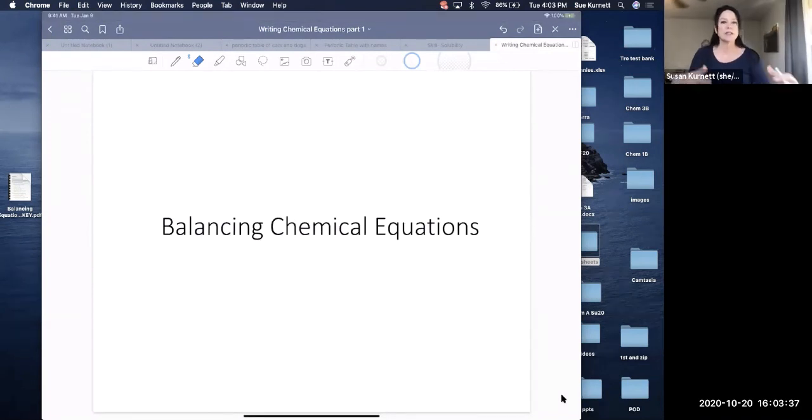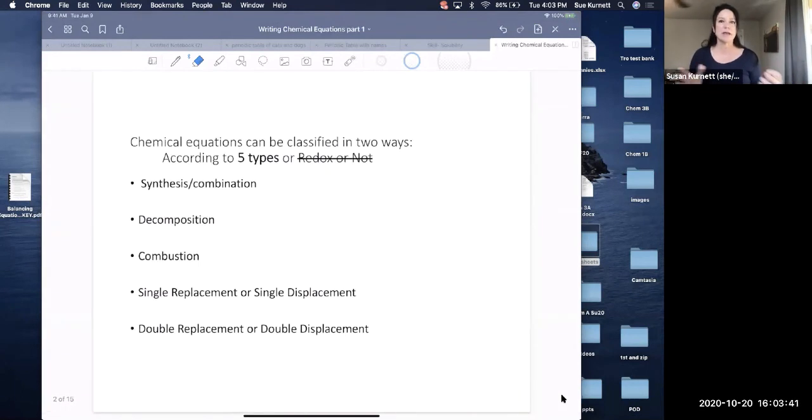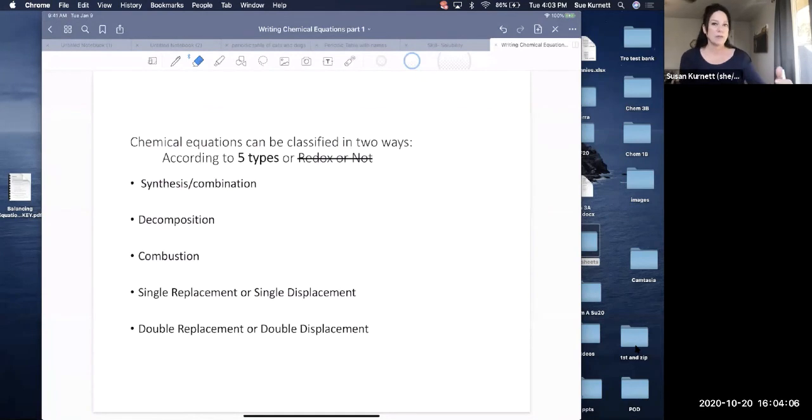Okay, so chemical equations, this is chemistry. Chemical equations talk about reactants being converted into products. And there's two ways of classifying typically. The first way of classifying is by these 5 types, which I'm going to go through today. The other way of classifying is redox or not, which I'll touch on today, but really that's next week's stuff. Okay, so a chemical reaction can be one of these 5 types.